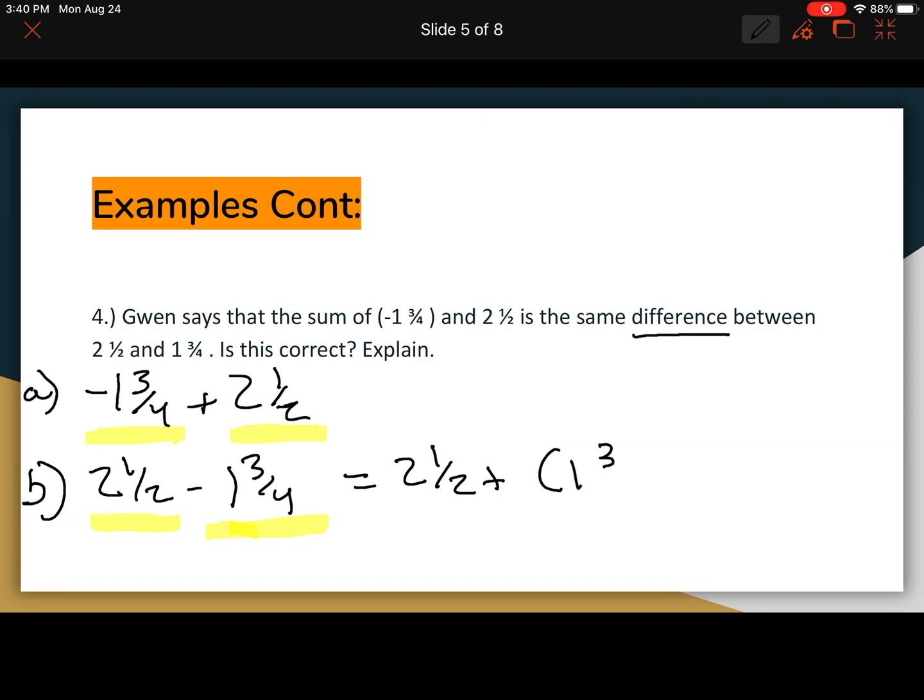This would be 1 3/4. It's negative. And you see here that we have that negative 1 3/4 in both equations, and we have that positive 2 1/2 in both equations. So is this correct? Yes. Same values in both equations.